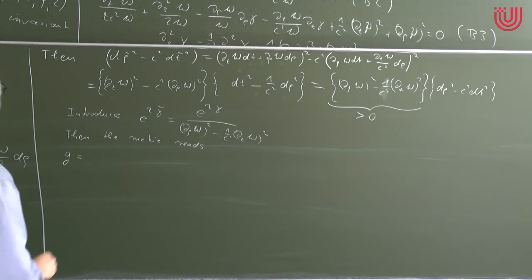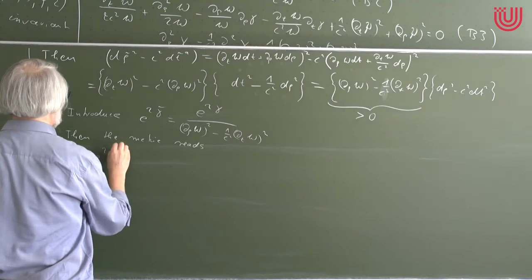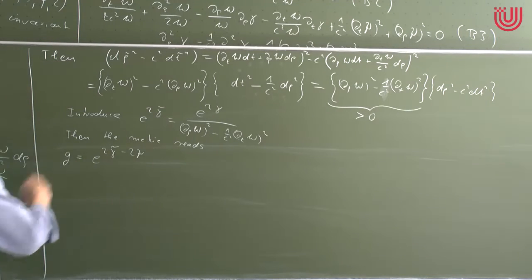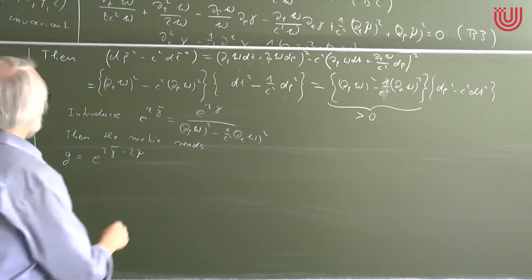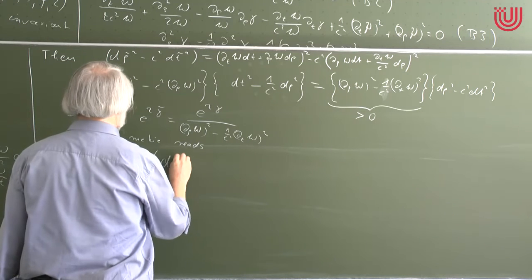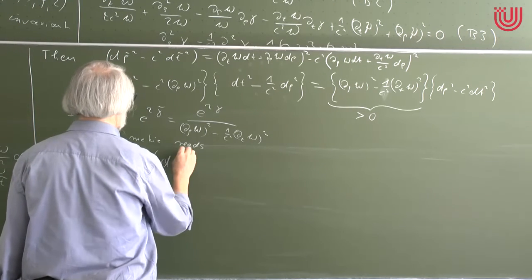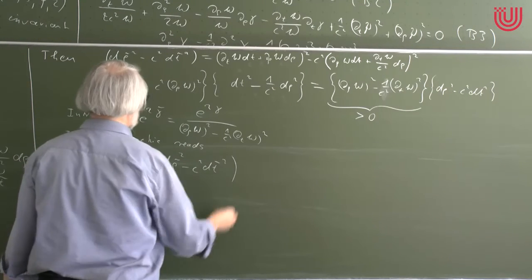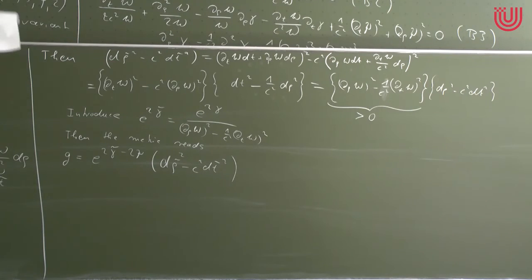So I have e to the 2 gamma tilde now, minus 2 psi. I haven't done anything with the factor e to the minus 2 psi. Instead of d rho squared, I have d rho tilde squared, c squared dt tilde squared. So this is the first term up there.